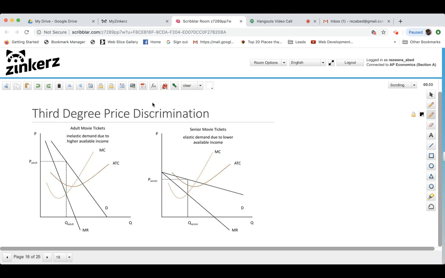Can you repeat the question, please? Yeah, so I was just wondering if you guys remember anything about elasticities. I don't remember the exact definition.